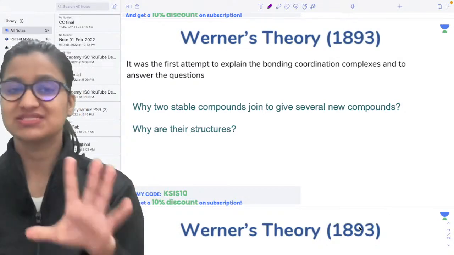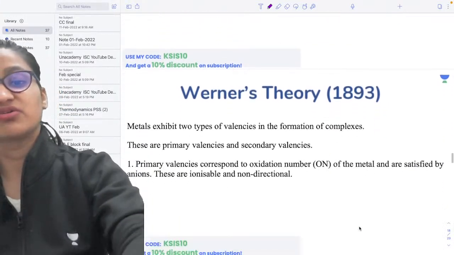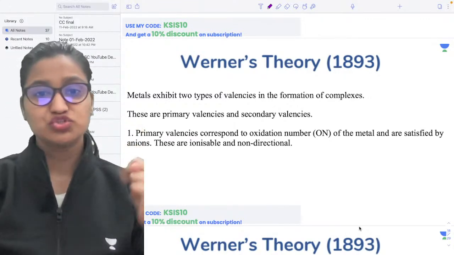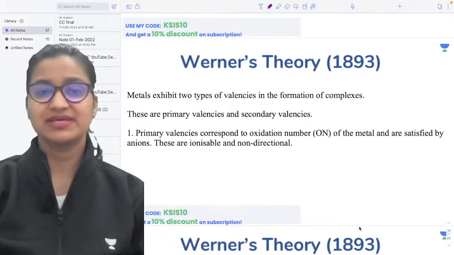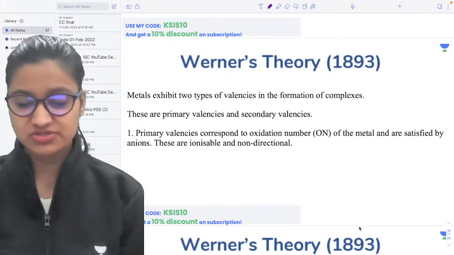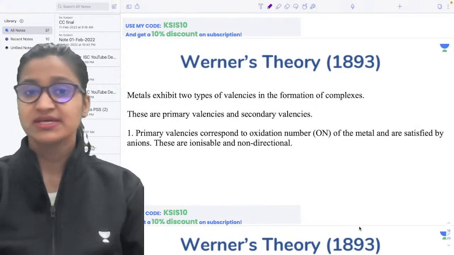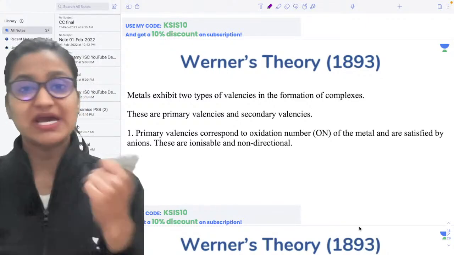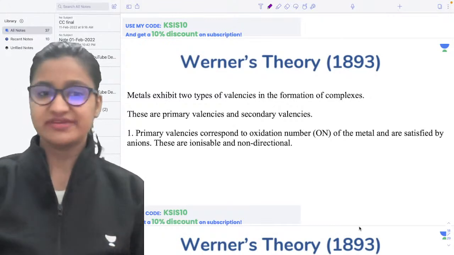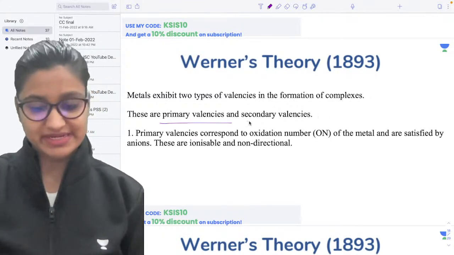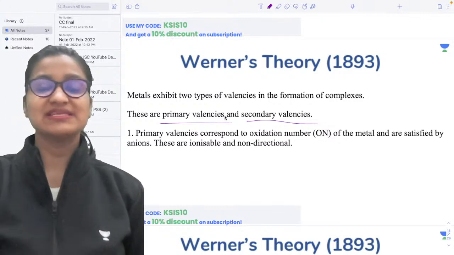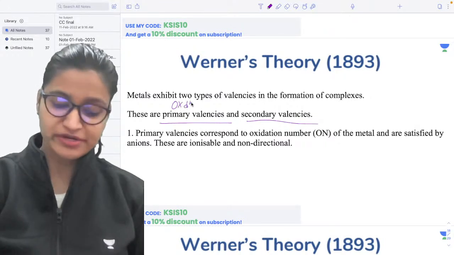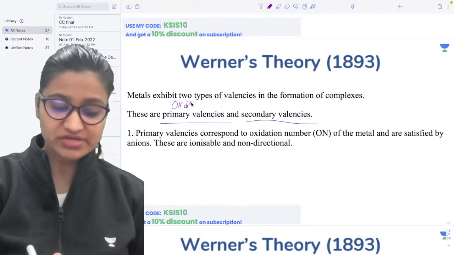Okay, and in order to answer these questions, according to Werner's theory, Werner said that metal exhibits two types of valencies. Now this type of concept we have never done till now, right? So according to Werner, there are primary valency and secondary valency. The primary valency is simply the oxidation number, which we have done in redox reactions, right?